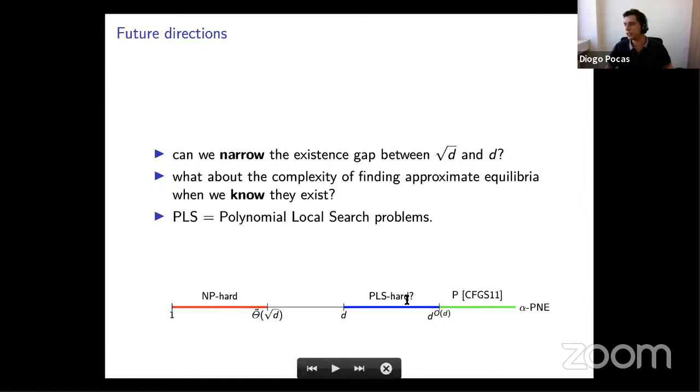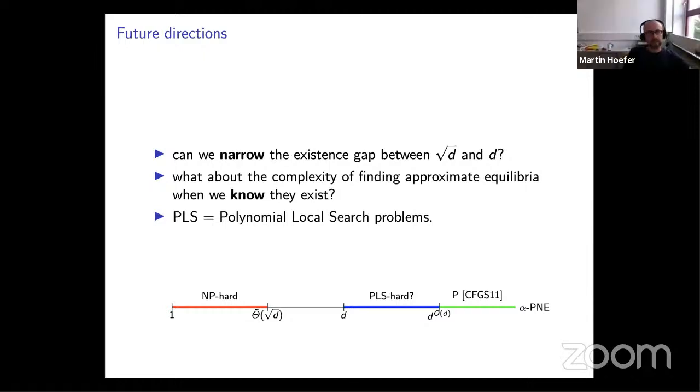I would argue there is a natural candidate for this class, which is PLS, the class of polynomial local search problems, because the existence result that we have involves a potential argument or a local search argument. That's all I wanted to say in this short time. Thanks.